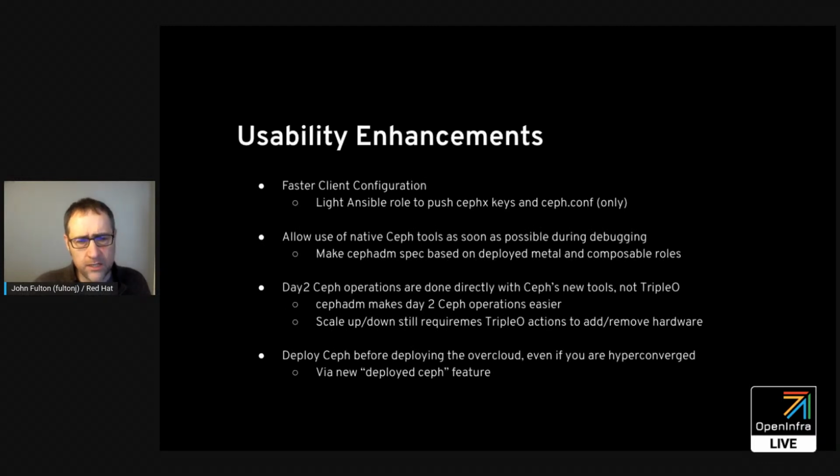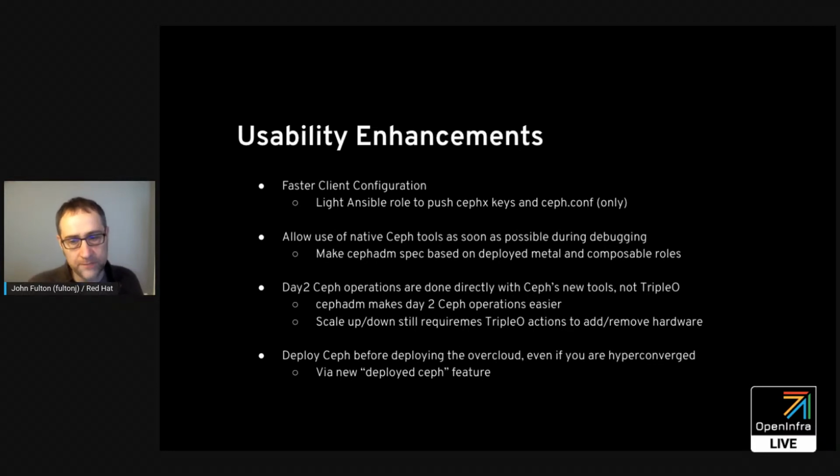So some of the usability enhancements we did was we now have a faster client configuration. So we no longer use Ceph Ansible's client role. We wrote our own very light Ansible role in TripleO Ansible that focuses on getting the conf file and the keys out quickly to your OpenStack clients. We also use Ceph's native tools as quickly as possible.